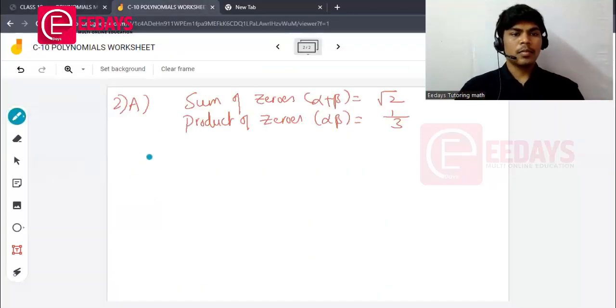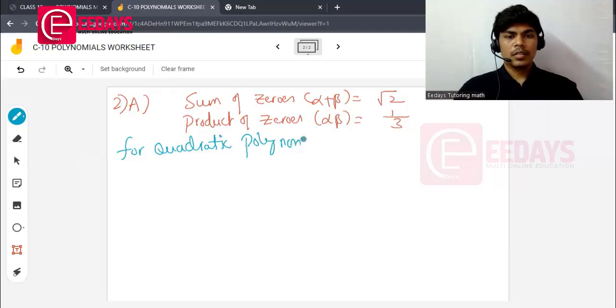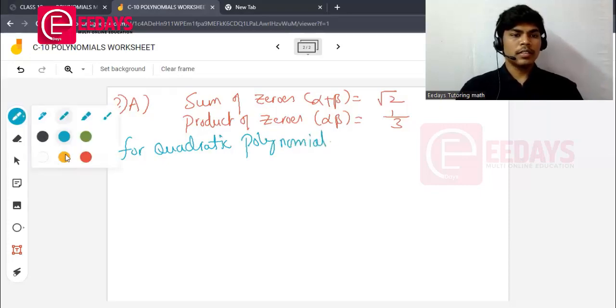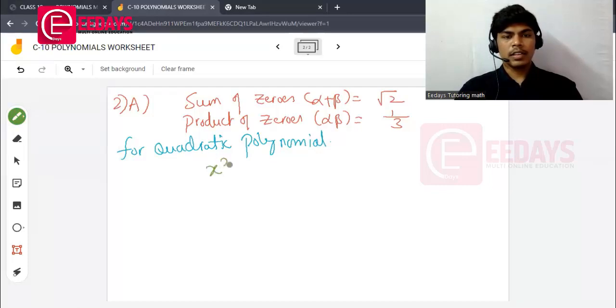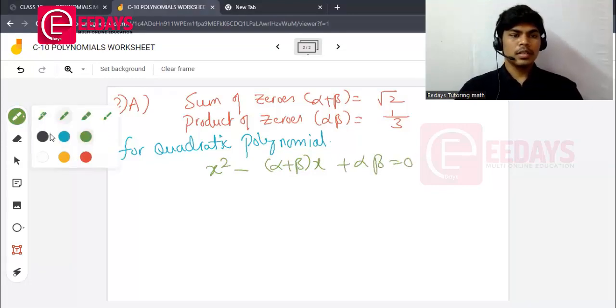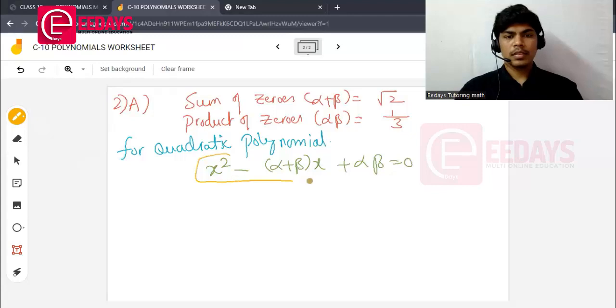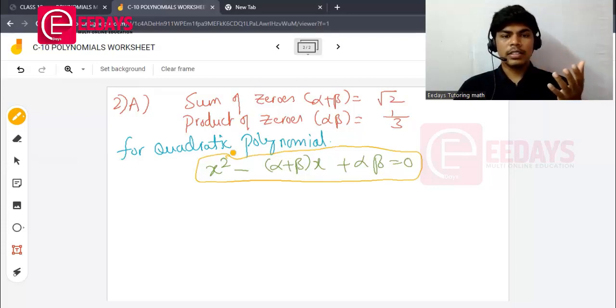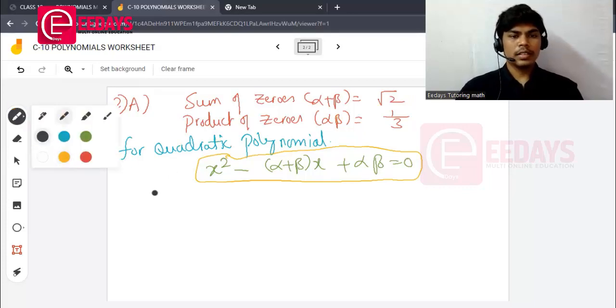Okay. For a quadratic polynomial, there is one equation. I'm writing the equation: x square minus sum of zeros into x plus product of zeros is equal to 0. Okay, so this is the equation. You just take notes of the important point. We already know the sum of zeros and product of zeros. That's why the quadratic equation is like this. Okay, let's substitute over there.